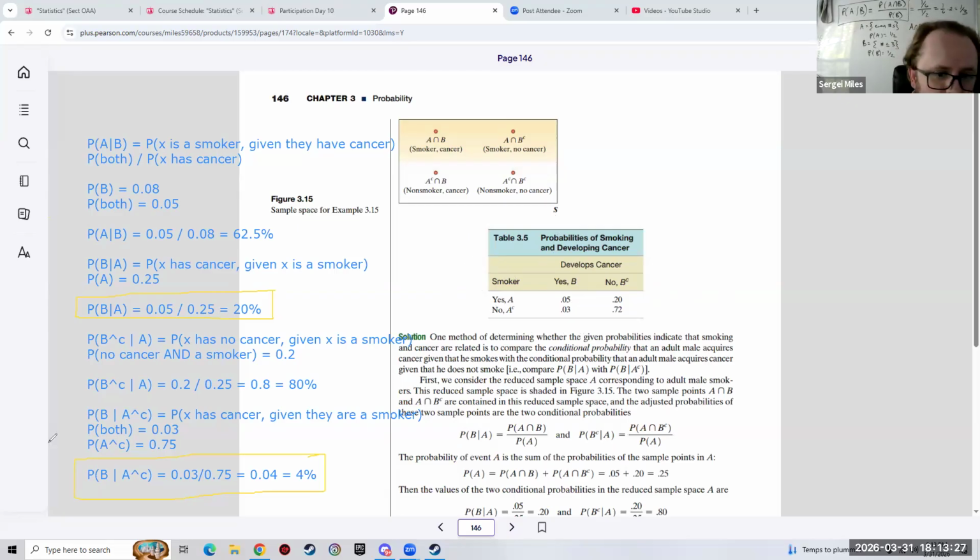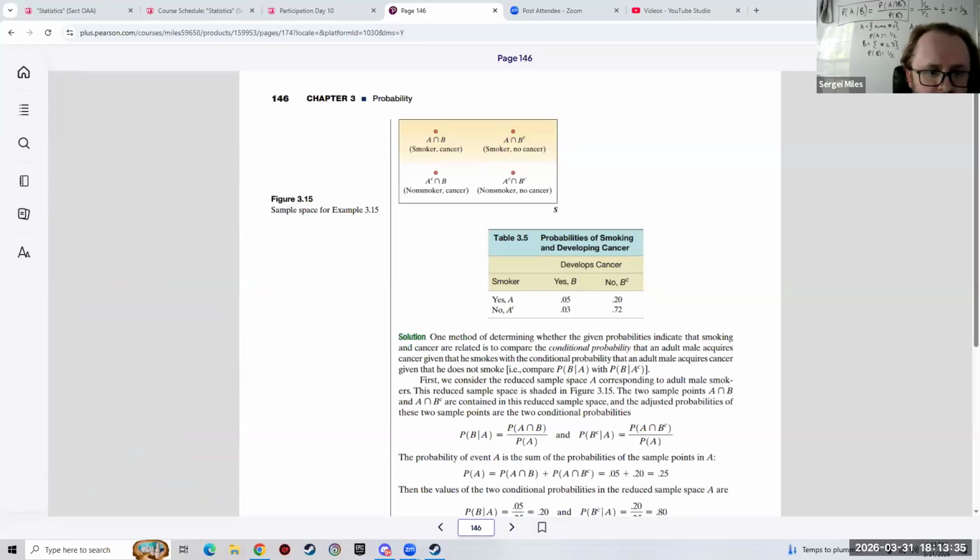All right. So let me go ahead and clear the screen here. Oops, that didn't do it. Here we go. Clear all the drawings.